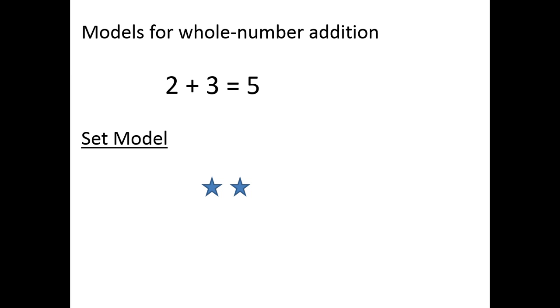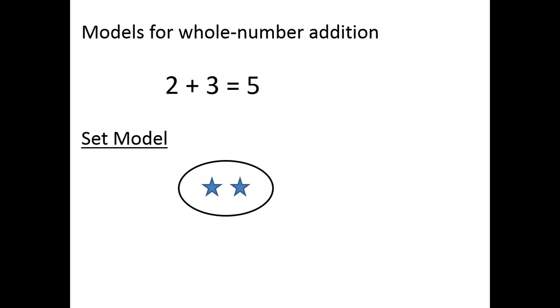We're going to look at some models for whole number addition, ways that we can demonstrate how addition works. And we're going to use this same problem, 2 plus 3 equals 5, to illustrate those models. One model is called a set model. And a set model literally makes sets of objects and shows what happens when we combine them with addition, which means we put the sets together.